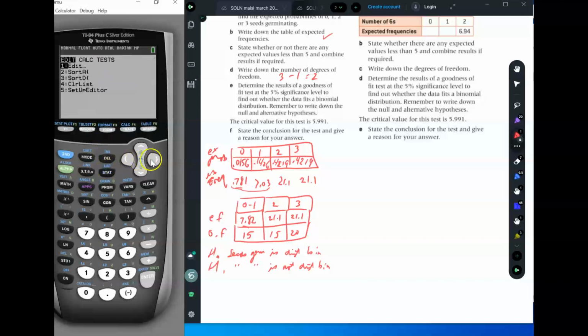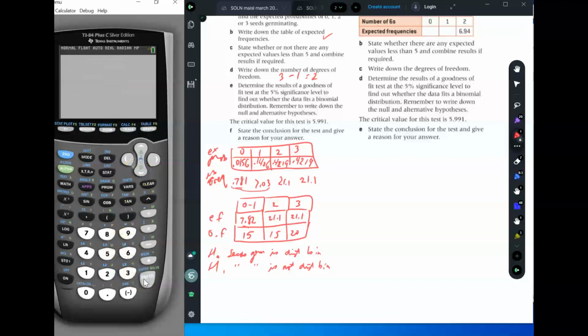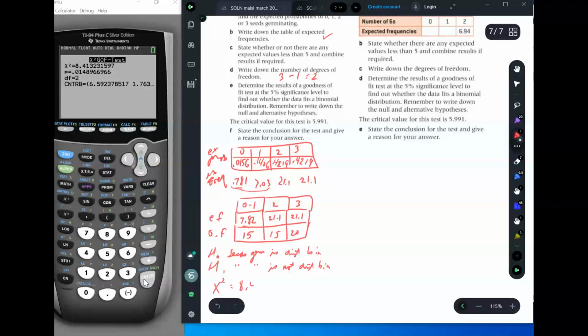And then I do STAT TESTS, chi-squared GOF, which is on the second page. I don't need to do anything to L1 and L2. Those are already in the right place because that's where I put them. The degrees of freedom now is only 2 because 3 minus 1 is 2. And then I go down to Calculate. And my chi-squared value is 8.41 and the p-value is 0.0149. My chi-squared value of 8.41 is bigger than 5.991.